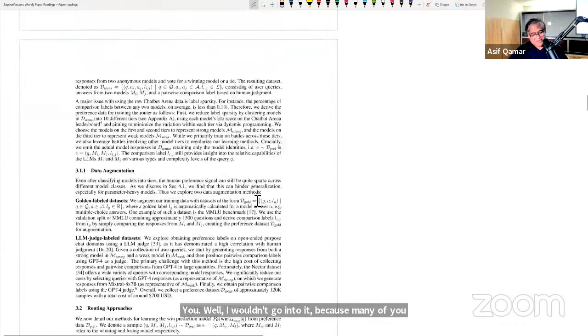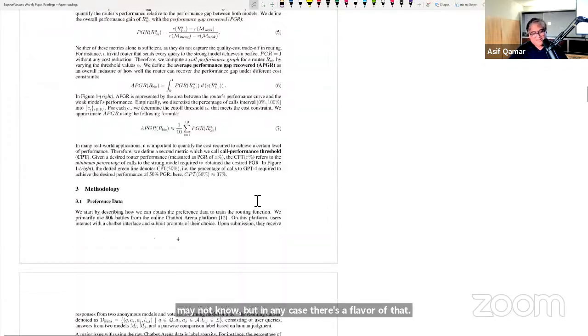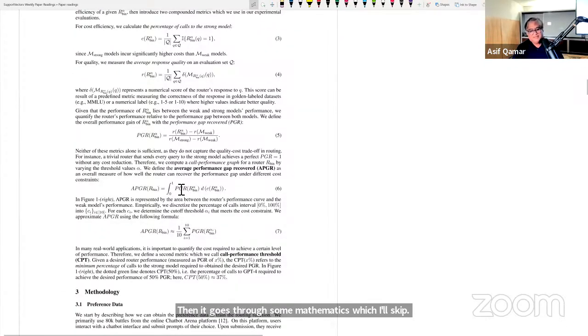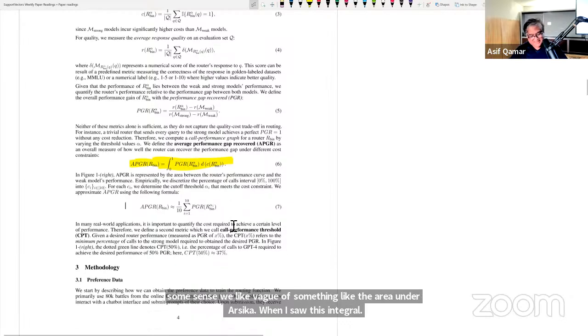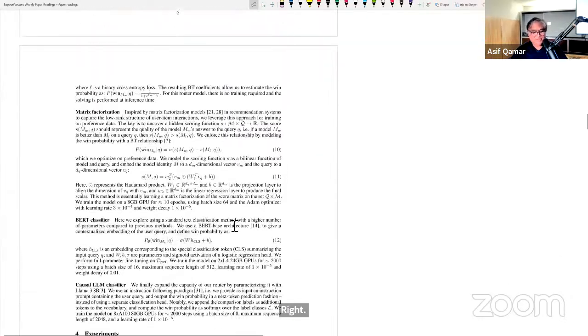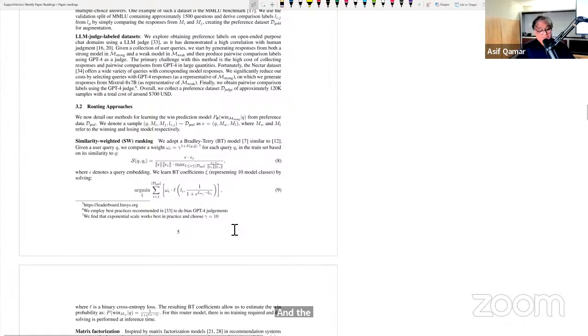Then it goes through some mathematics, which I'll skip. But the bottom line is it looks at the accumulated, especially if you look at this, you will see that to me it had a strong, very vague echo of something like the area under the ROC curve when I saw this integral, right? It's sort of like that. And the graphs also are like that, but I won't go into it. So they have 4 methods to train the router. One is a statistical method. It's an old method, a similarity weighted ranking. It goes back quite a bit.